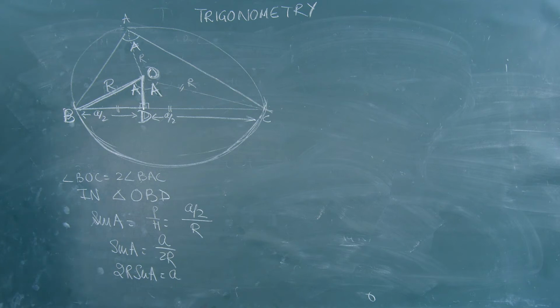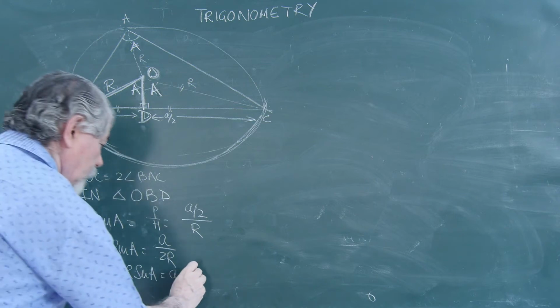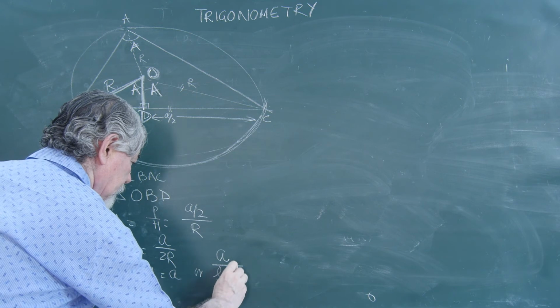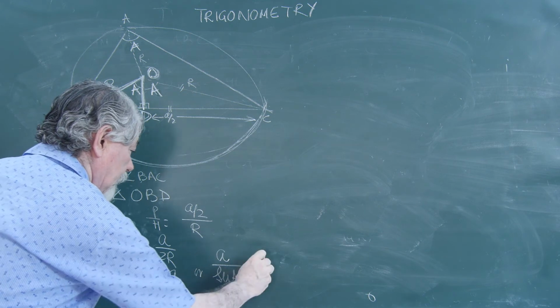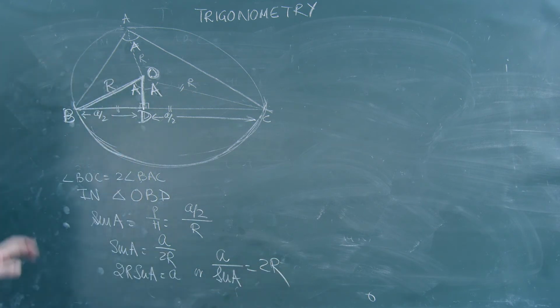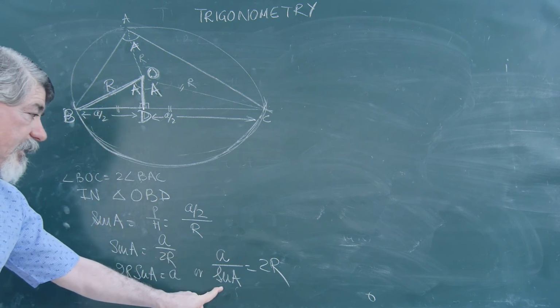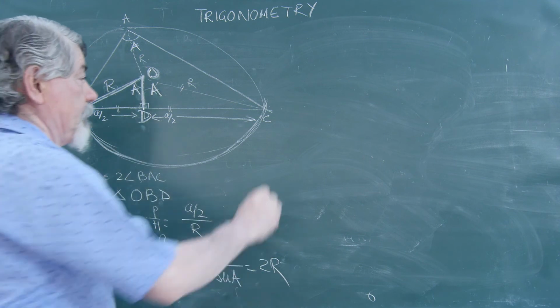Or what can I write? A upon sine A is equal to 2R. This is when I have taken this side. Similarly, B upon sine B will be equal to 2R.